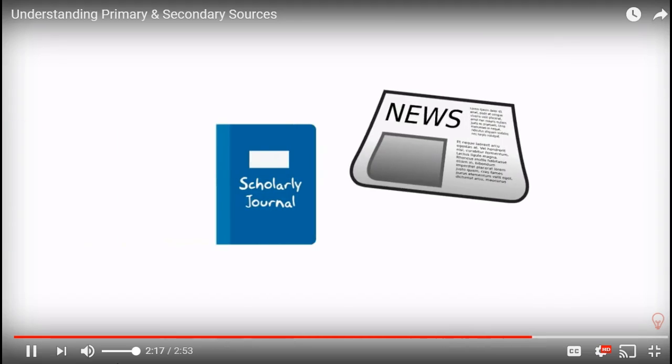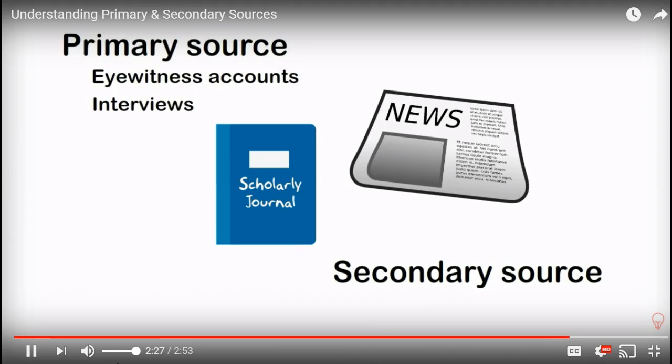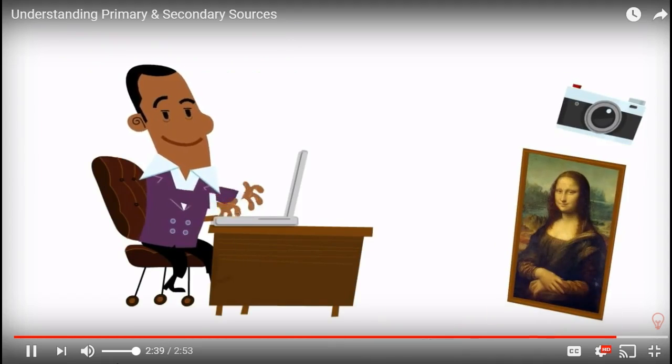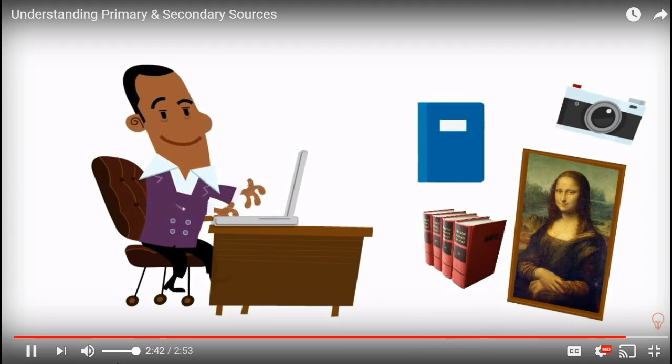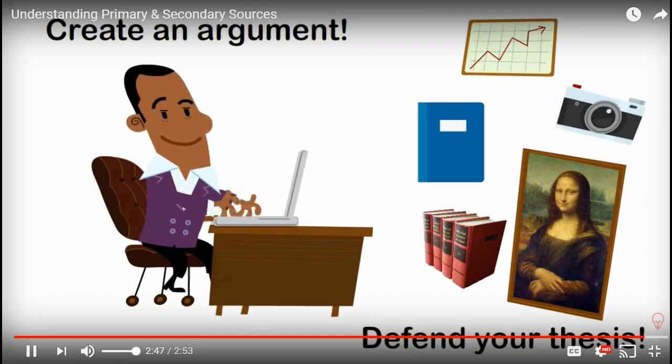Some sources, like scholarly journals and newspapers, can serve as both a primary and a secondary source, depending on which article you're reading. Articles that include things like eyewitness accounts or interviews and are published close to the time of the event you're researching would be a primary source. Articles that are published after the fact and include analysis or critiques are secondary sources. Primary and secondary sources can both strengthen and improve your research immensely by providing you with information to create an argument and defend your thesis statement. Now that you know how to differentiate between them, try using them in your own assignment.